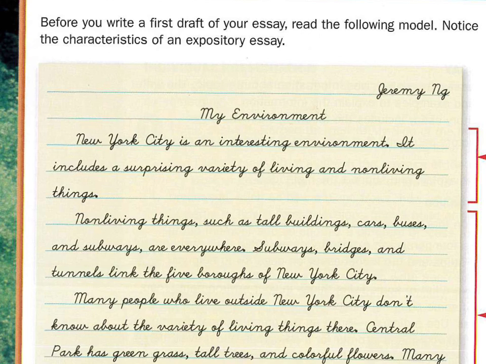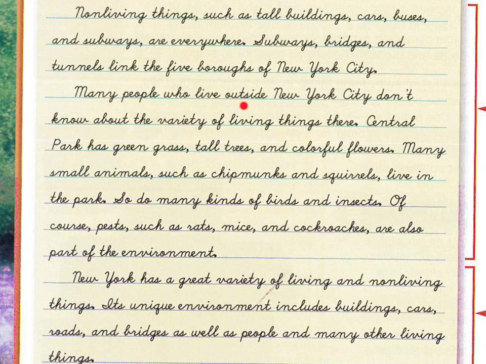My environment. New York City is an interesting environment. It includes a surprising variety of living and non-living things. Non-living things, such as tall buildings, cars, buses, and subways, are everywhere. Subways, bridges, and tunnels link the 5 boroughs of New York City. Many people who live outside New York City don't know about the variety of living things there. Central Park has green grass, tall trees, and colorful flowers. Many small animals, such as chipmunks and squirrels, live in the park. So do many kinds of birds and insects. Of course, pests, such as rats, mice, and cockroaches, are also part of the environment.